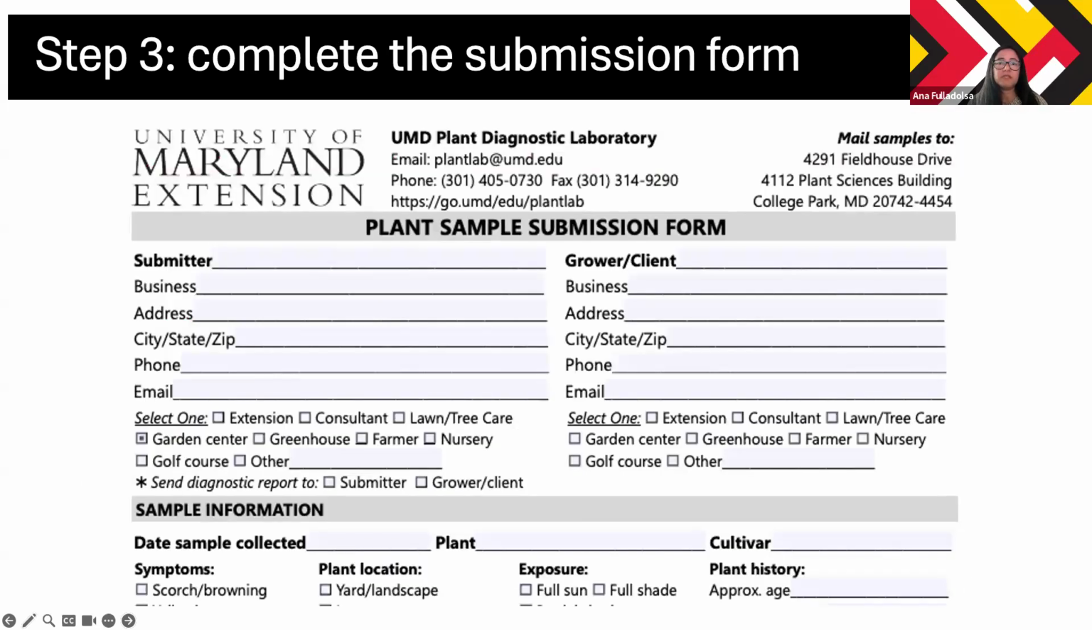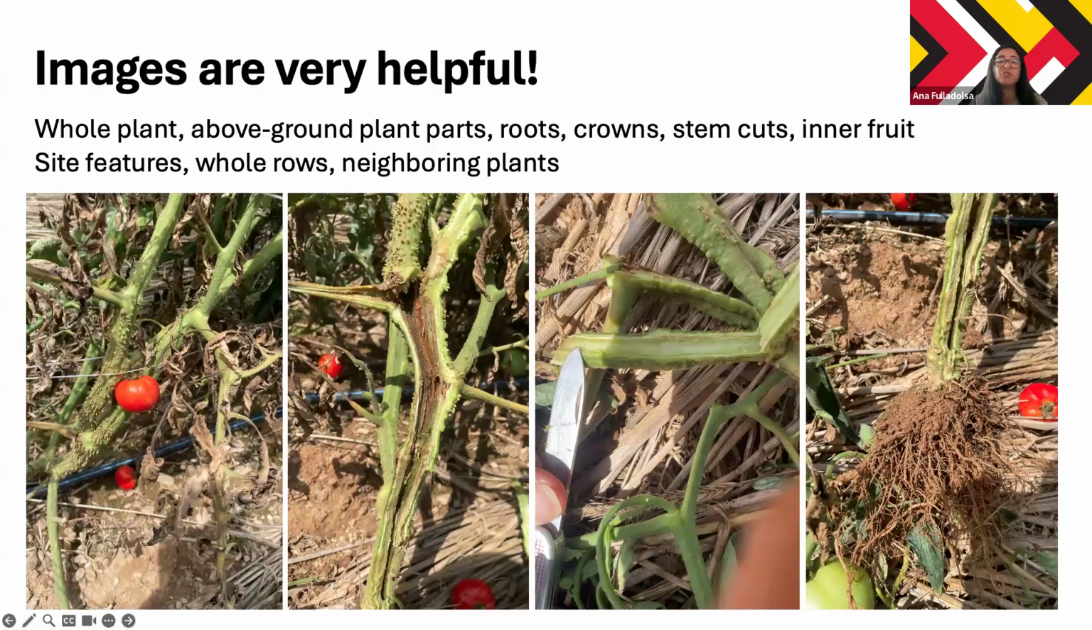Step 3 is to complete the submission form. This is really important because, as I mentioned, there are a lot of environmental conditions and practices that can lead to disease. And this is something that I don't know. So when I get a sample, I don't know where it's growing or how it's growing, what the variety is, and what you've applied. And so it is very helpful to me to know how you're managing your plants so that I can provide a better diagnosis. Images are super helpful.